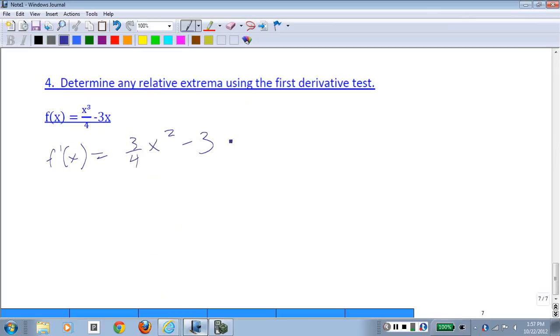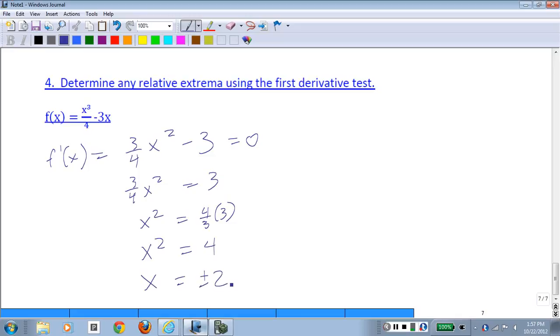Set it equal to 0. Let's find the critical points. So 3/4 x squared equals 3. X squared equals whatever 4/3 times 3 is, so x squared equals 4. So x equals plus or minus 2. So a couple of relative extrema here. 2 and negative 2 are values where the first derivative is equal to 0.